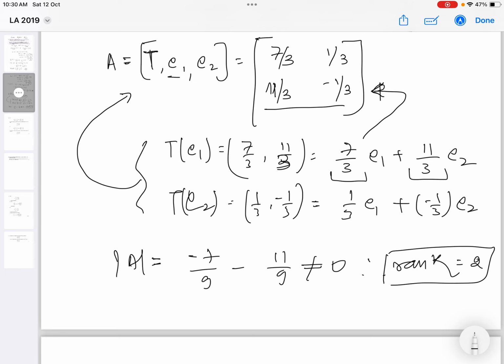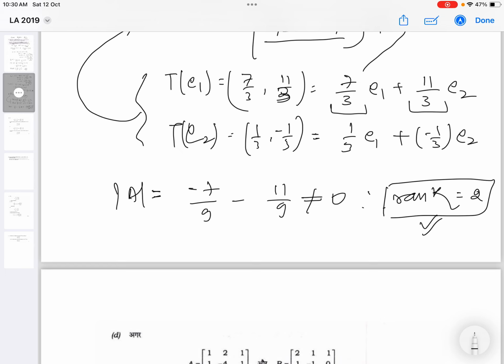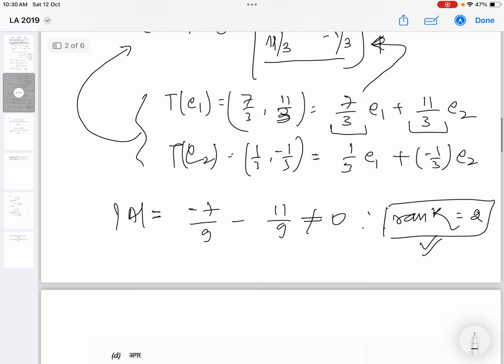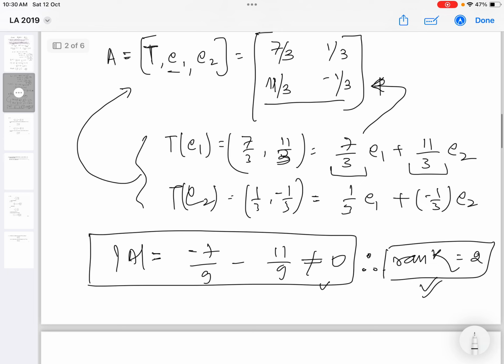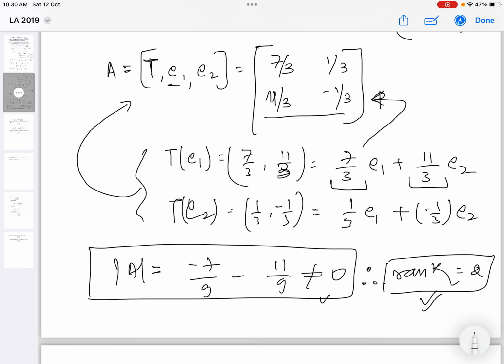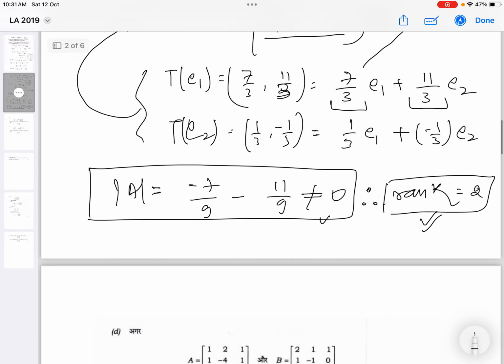ऐसा हम क्यों कर पा रहे हैं? क्योंकि अगर कोई भी रो जीरो हो जाता तो मैट्रिक्स का डिटरमिनेंट ज़ीरो हो जाता. If any of the rows becomes 0, then the determinant of A would become 0. But in this case, since the modulus is not 0, therefore rank is 2, because if we do row transformation, none of the rows will come out to be a 0 row. That's why in every case there will be some rows with non-zero elements. That's why the rank will become 2.